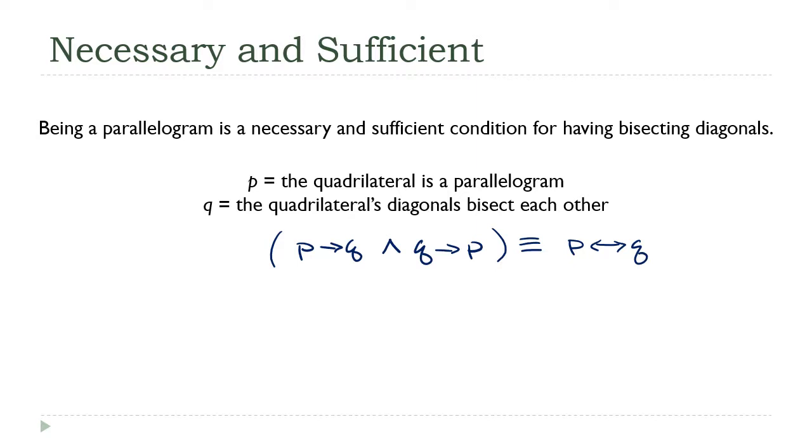So this is one of the key takeaways from this lecture. You'll often hear mathematicians say that P is a necessary and sufficient condition for Q. And in your head, you should hear that as meaning if and only if, or that there's a biconditional relationship between P and Q.